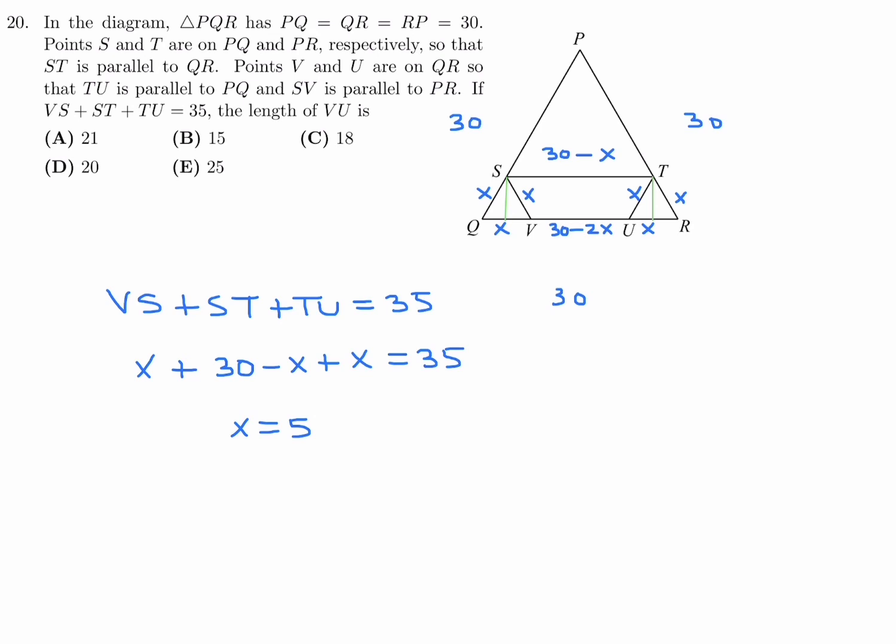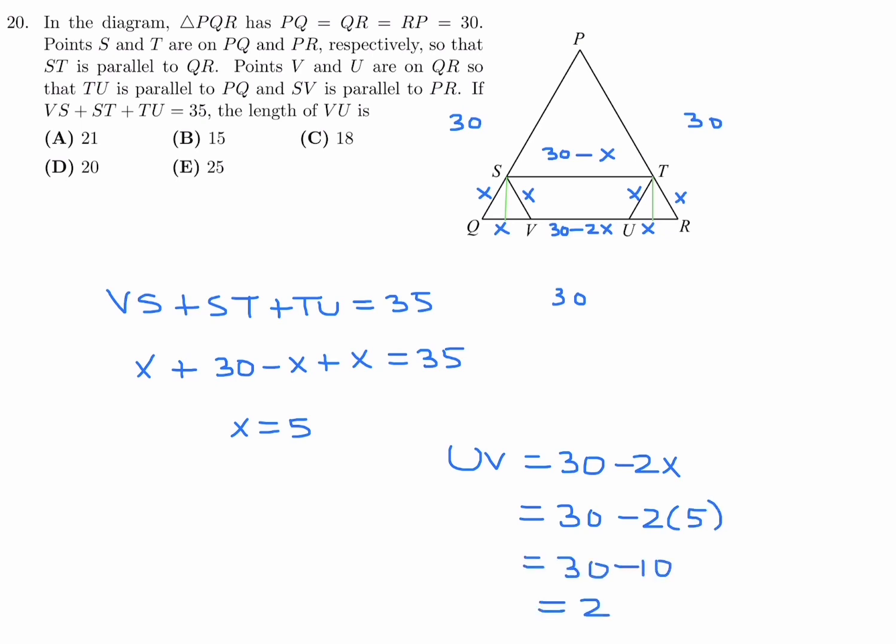All right, so my last step is to figure out the length of VU. VU is 30 minus 2x according to the labeling. So that's going to be 30 minus 2 times 5, which is 30 minus 10, which is 20. So the answer is 20, which is choice D.